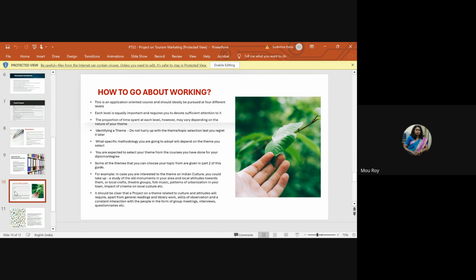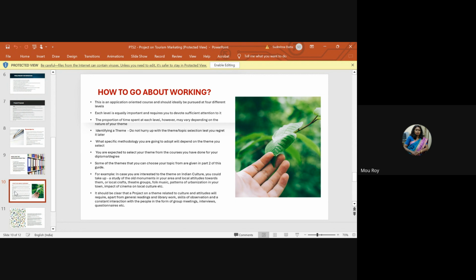For example, in case you are interested in the theme of Indian culture, because anyway, this is because of Indian culture I'm telling you. But yes, for Nigerian culture, you could take up West Africa, okay? You could take up a study of the monuments in your area, local attitudes towards them, then yes, local crafts, theater groups, folk music, patterns of urbanization in your town, impact of cinema on local culture, etc.